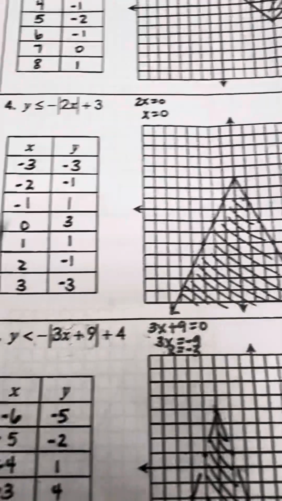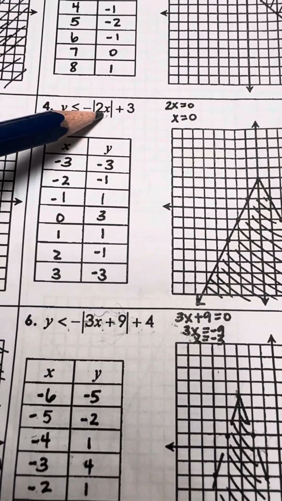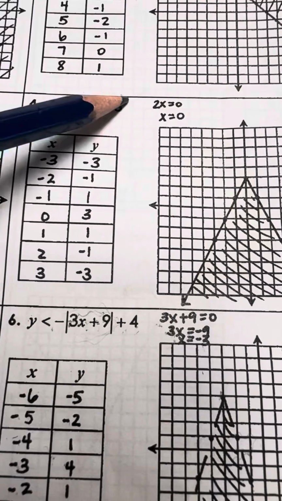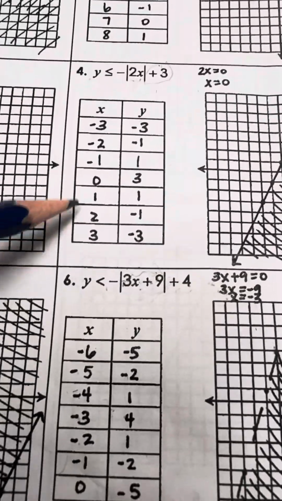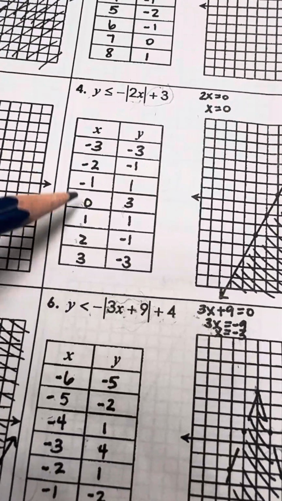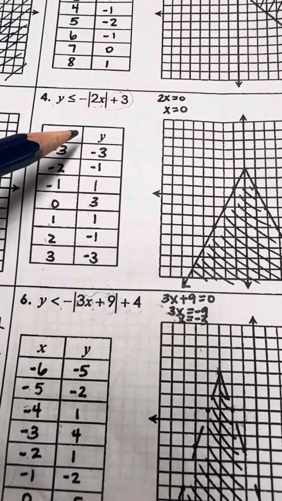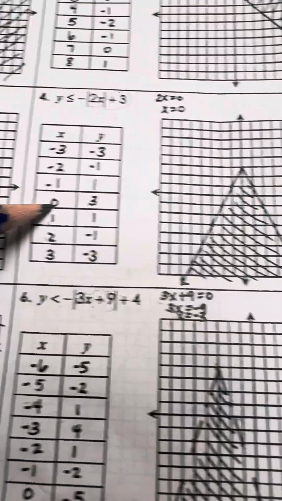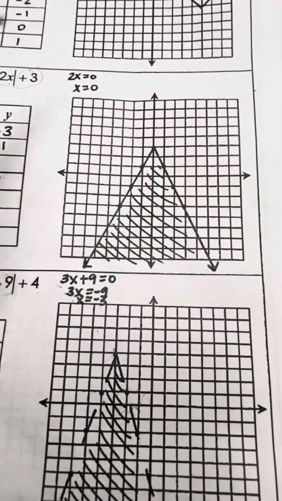I think we did this one in the lesson. X is 0. Y is 3. When x is 0, y is 3. It goes in the middle. Add 1, add 1, add 1. Subtract 1, subtract 1, subtract 1. Your vertex is at 0, 3. 0 over, 3 up. Okay.